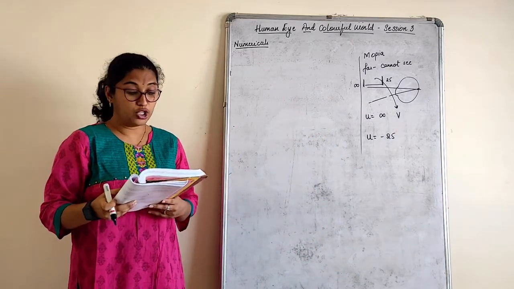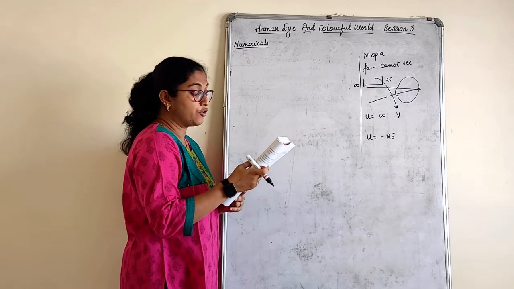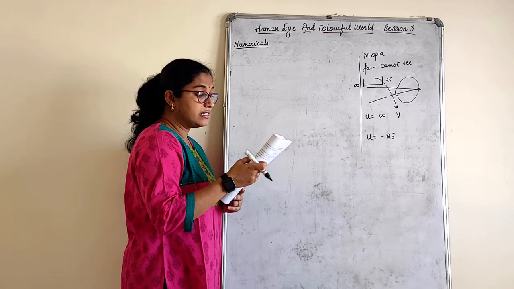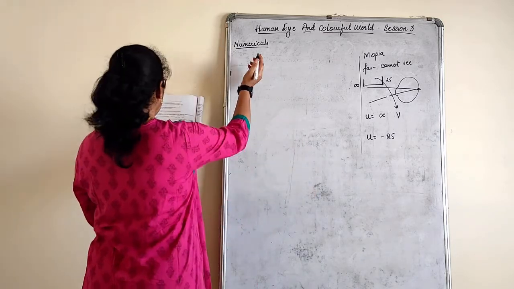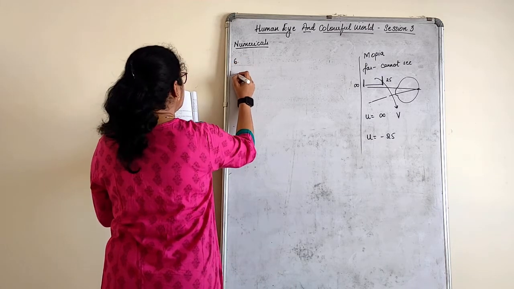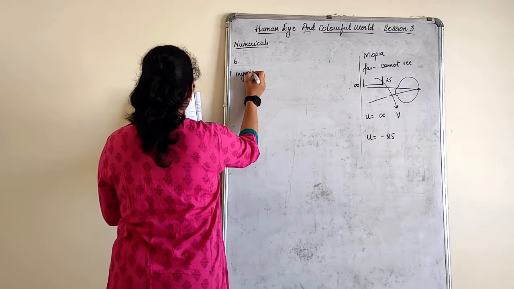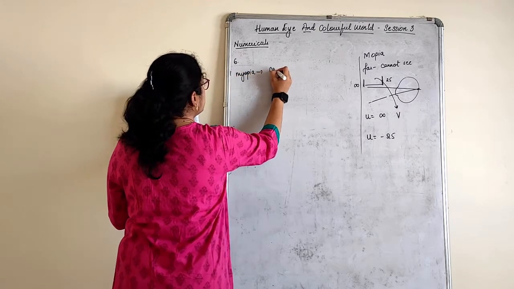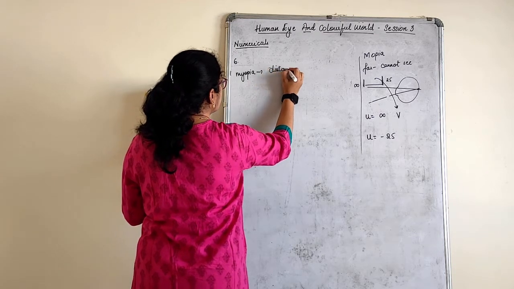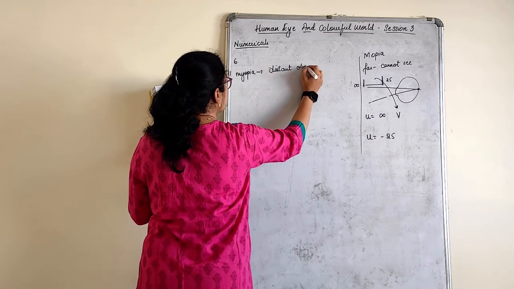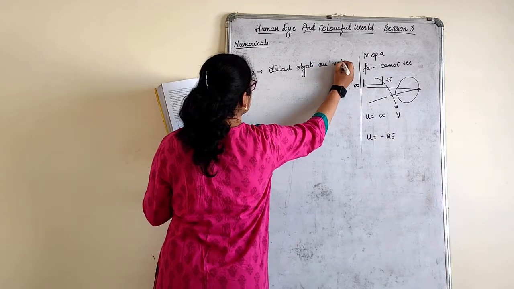The far point of the myopic person is 80 centimeter in front of the eye. What is the nature of the power of the lens required to correct the problem? First of all, it is a myopic person. Just write the information if you want. So it is myopia, so distant objects are not clear.